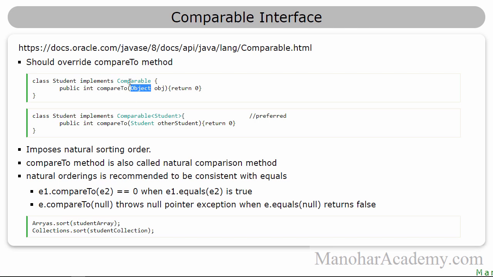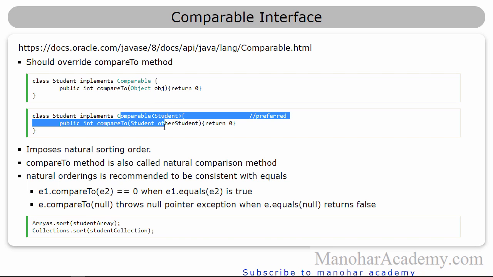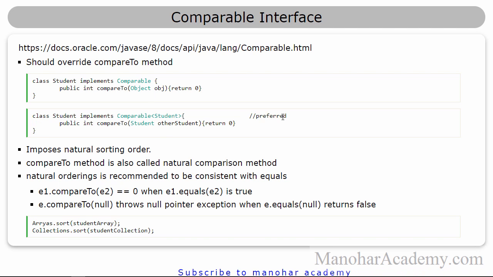Comparable is a generic type, so you can provide the type of the arguments. Here we are providing the type Student. We are going to compare Student objects, so we can provide the Student type to the Comparable interface. In this case, we are going to get a Student object. In the previous case, we had to typecast the object to Student type, but in this case we don't need to do that, and it is safe. So this is the preferred way of doing it.